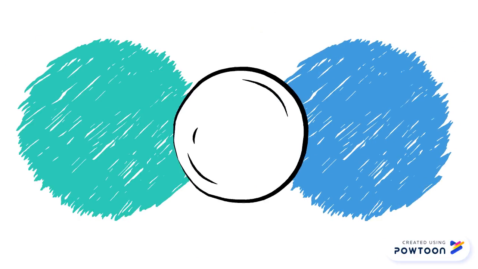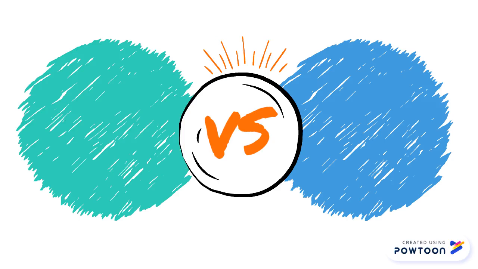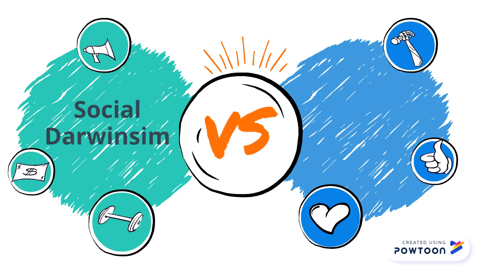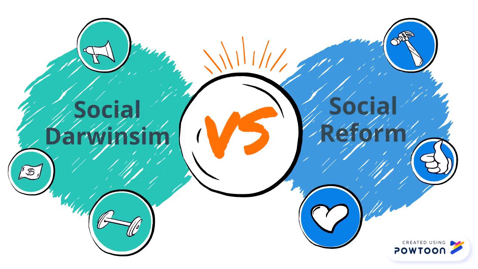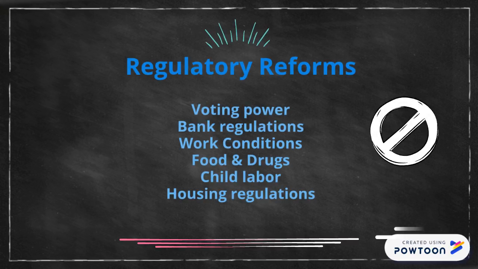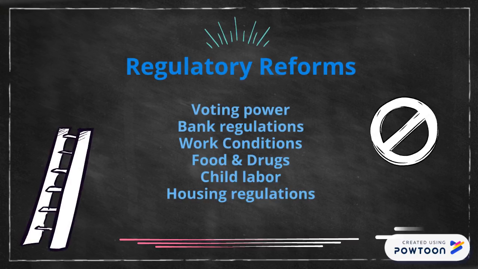Part of the reason for these changes was a societal shift from social Darwinism, which thrives on competition, to social reform, which focuses on cooperation. There were a ton of regulations during this period, such as voting rights, regulation of banks, improved working conditions, food and drug regulations, child labor laws, and housing codes.